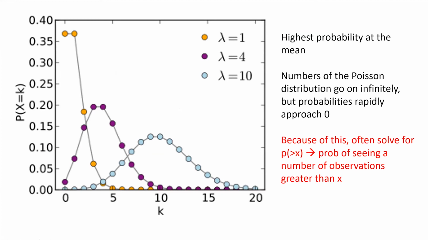Because of this, we often solve for the probability of greater than x, which is the probability of seeing a number of observations greater than x. This figure here shows us what a Poisson distribution curve looks like. If the mean, lambda, is 1, then at 1 we have our greatest probability, and it rapidly decreases to practically 0. For our mean of 4, our probability is greatest at 4, so it increases and then rapidly decreases as we're asking for higher values, so on and so forth.